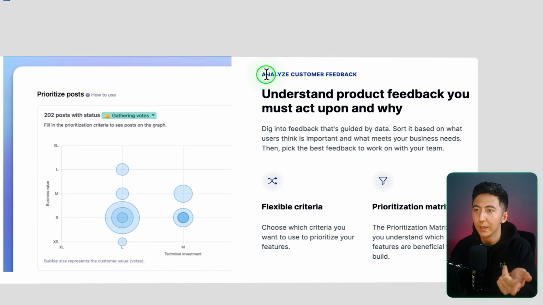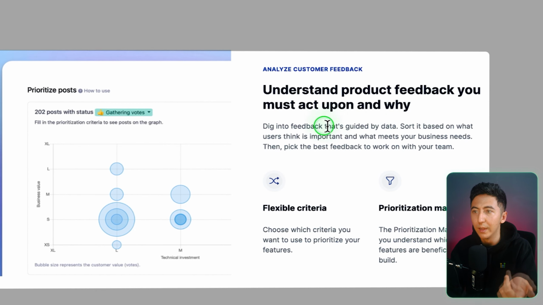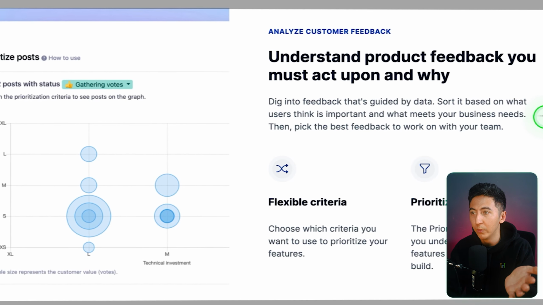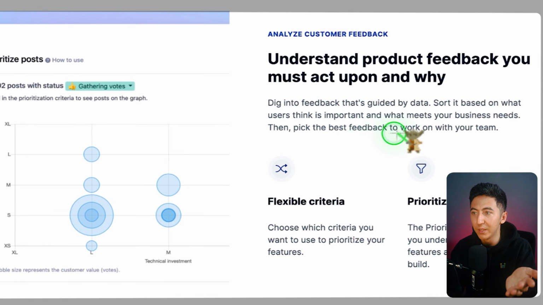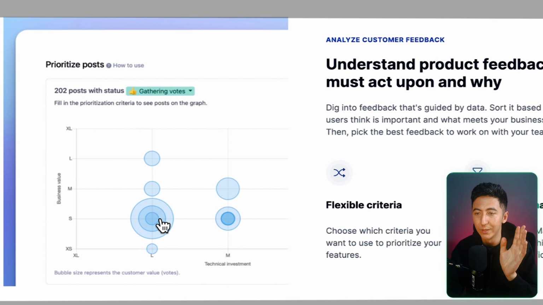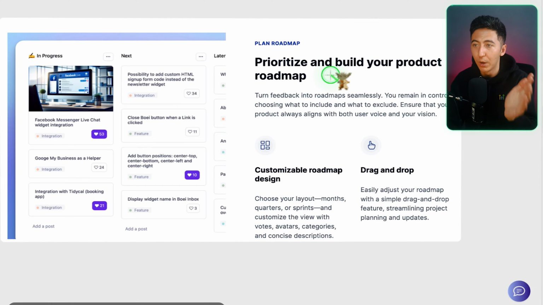This looks a little bit different than Canny because it has some different features, things like analyze customer feedback, understand product feedback you must act upon and why, dig into feedback that's guided by data, sort it based on what users think is most important and what meets your business needs, then pick the best feedback to work on with your team. So it looks like it'll analyze all the different posts, and then it will tell you what things your customers actually want you to focus on. So it gives you a little bit of data to be able to analyze visually. The product plan, the roadmap.